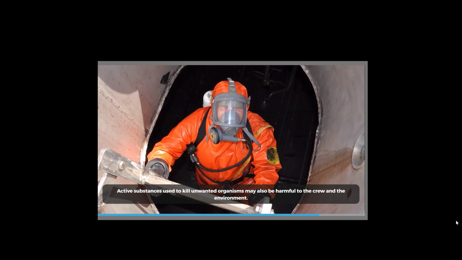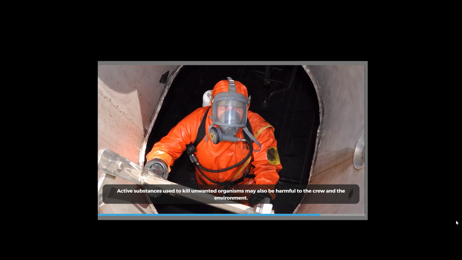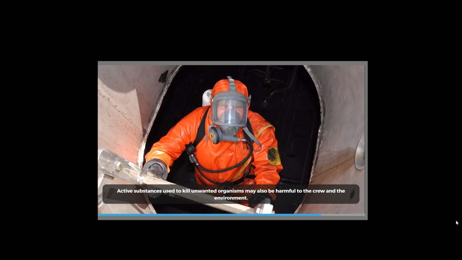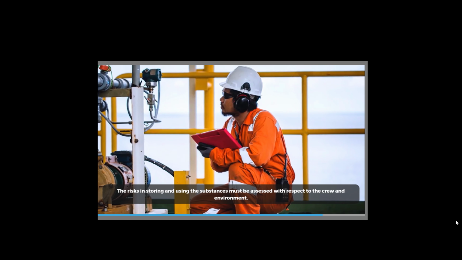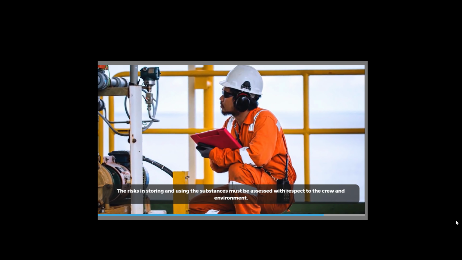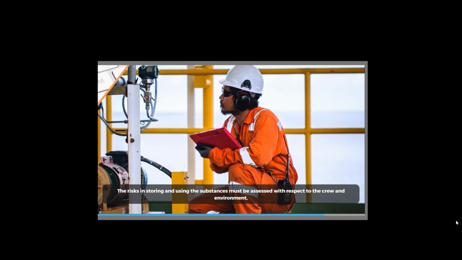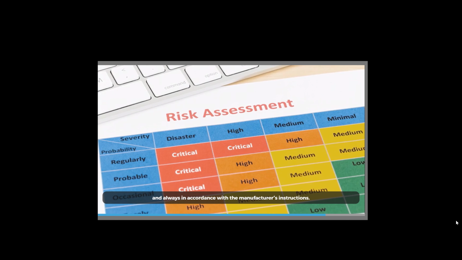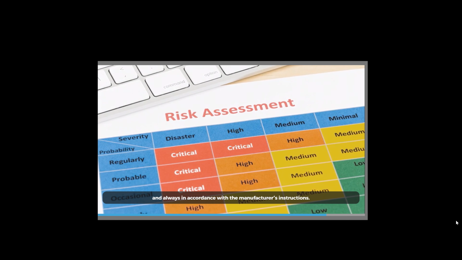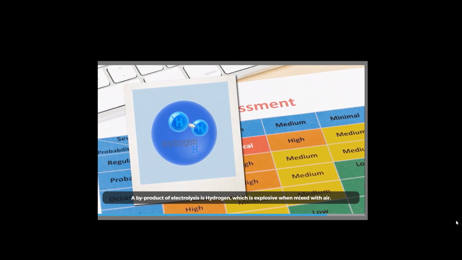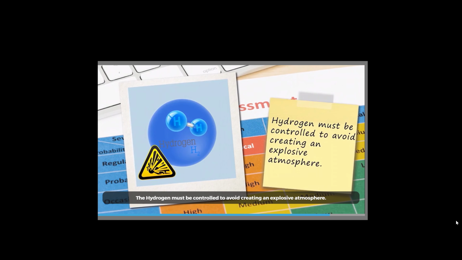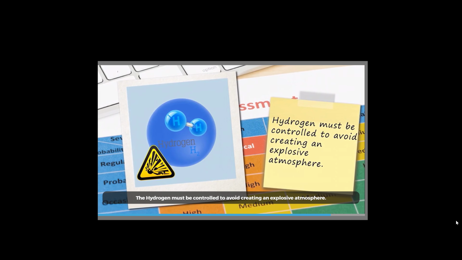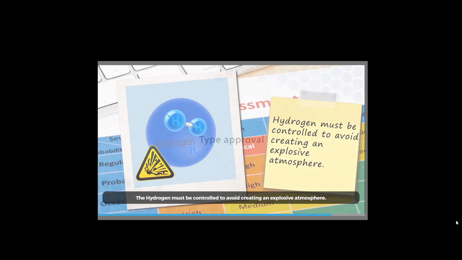Active substances used to kill unwanted organisms may also be harmful to the crew and the environment. The risks in storing and using the substances must be assessed with respect to the crew and environment, and always in accordance with the manufacturer's instructions. A byproduct of electrolysis is hydrogen, which is explosive when mixed with air. The hydrogen must be controlled to avoid creating an explosive atmosphere.